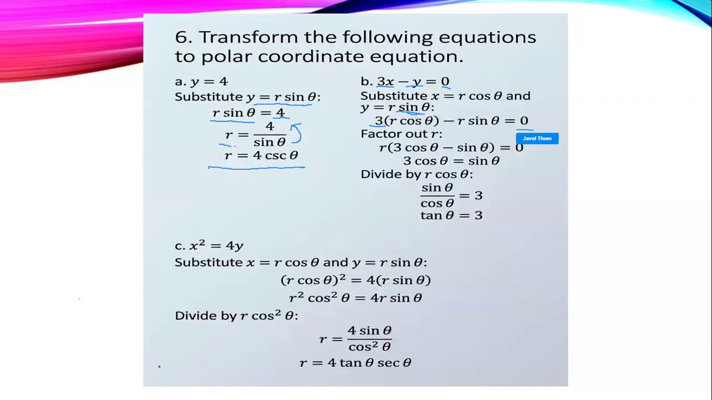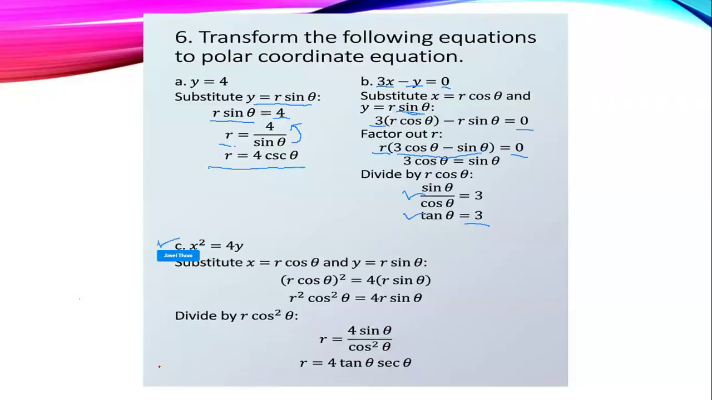Then we factor out what we have in common. You can see we have r in common, and we write back what is in the bracket: r times 3 cos theta minus sine theta is equal to 0. And we divide by r cos theta. When we do so, that gives us sine theta divided by cos theta equal to 3. We know sine theta divided by cos theta gives tan theta, which is equal to 3. So that's how you reduce it further.